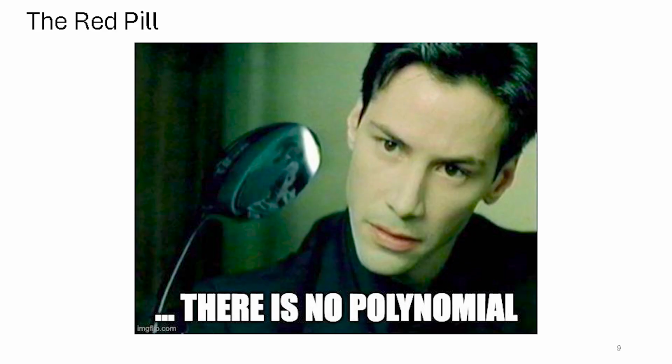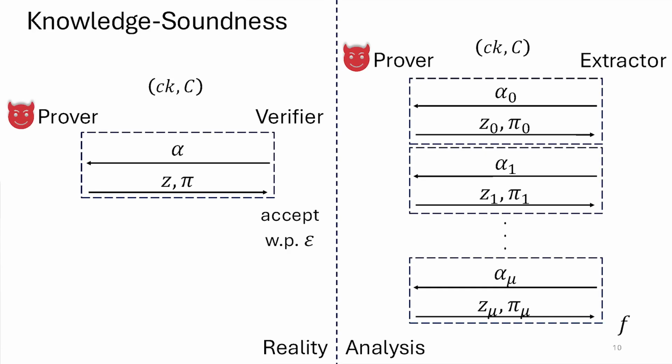Okay, so let's talk about not memes, but more of a theoretical notion of security. So we want knowledge soundness. In reality, we have a prover and a verifier. They interact. The input is the commitment key and the commitment, and then the verifier asks an evaluation query, gets back a value and the proof, and this gets accepted with probability epsilon.